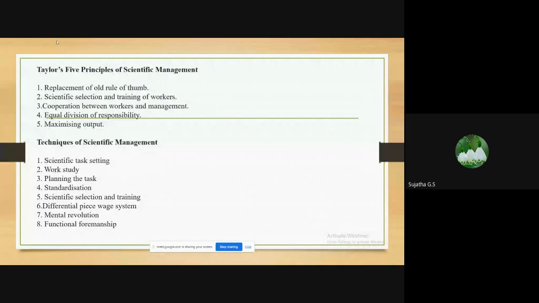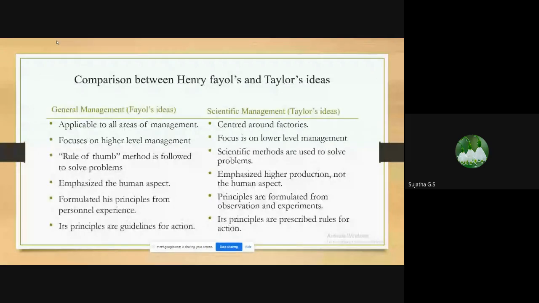Then comparison between Henry Fayol's ideas, general management, and scientific management. As we know, Henry Fayol is known as the father of general management, and F. W. Taylor is known as the father of scientific management. General management covers all areas of management. Taylor's principles are centered around the factories. Fayol focuses on higher level management. Taylor focuses on lower level management.